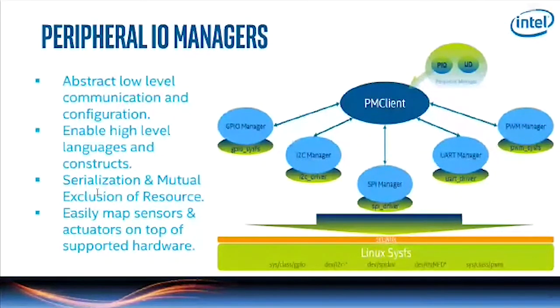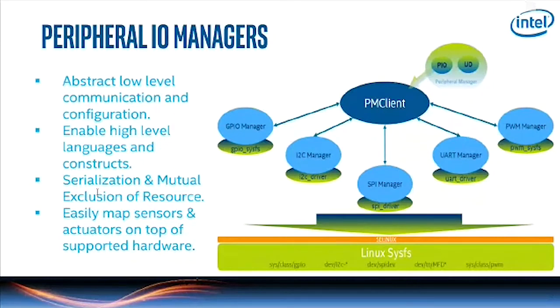Also, it abstracts a lot of low-level communication and configuration, which I'll show you once I do some coding. Another important thing it does is give you serialization and mutual exclusion of the resource. If you set up a path, suppose you take a GPIO and your application is using that GPIO, and another application, or even you, having forgotten what you're doing, tries to mux that GPIO to a SPI while it is in use, Peripheral Manager is going to say no, you can't do it. So it gives you serialization and mutual exclusion of a particular resource.